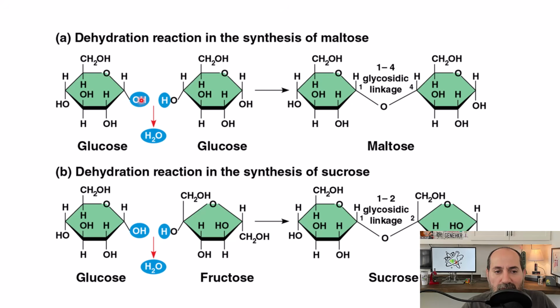The hydroxyl group from the first carbon on this glucose molecule is going to approach the hydroxyl group on the 5th carbon of this glucose molecule, you see? And do you remember how this works? Dehydration reaction. So we're going to remove an oxygen and a hydrogen from this glucose molecule, and we're going to remove simply a hydrogen from this glucose molecule as water.